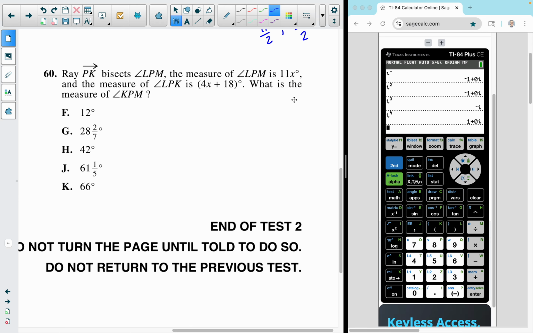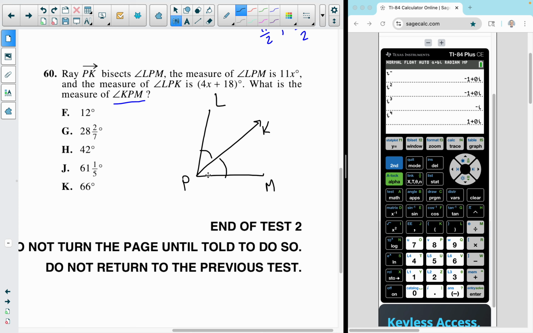Last question, 60. What is the measure of angle KPM? Okay, so I know I have to deal with angles. I have that ray PK bisects angle LPM. So let's draw that out real quick. LPM, because P is in the middle, I'll put it in the middle. PK bisects that. So P to K bisects. That means that these two have to be the exact same value.